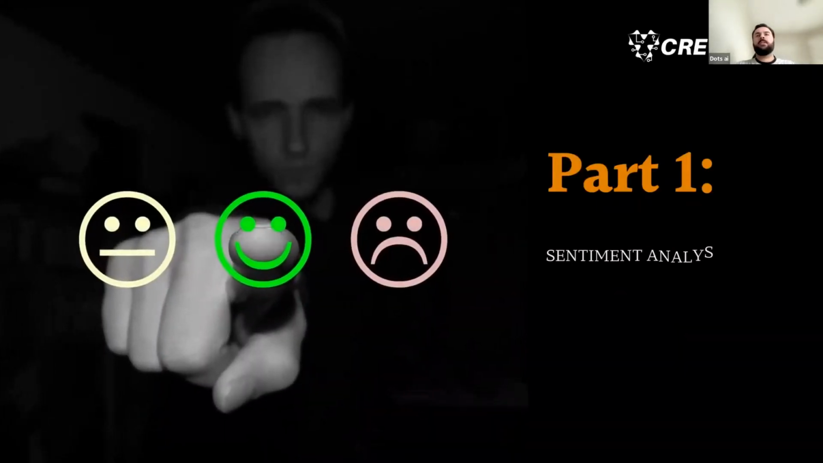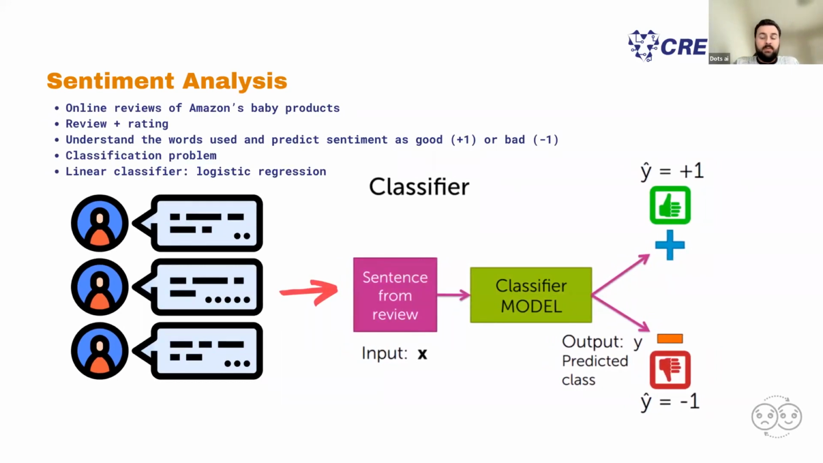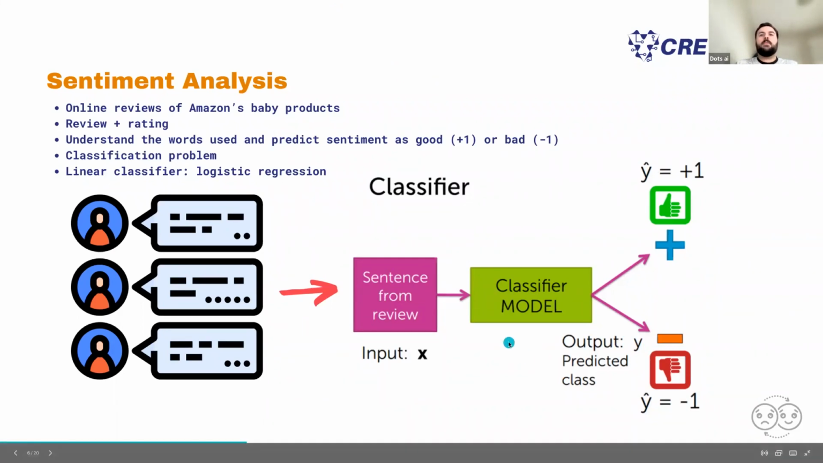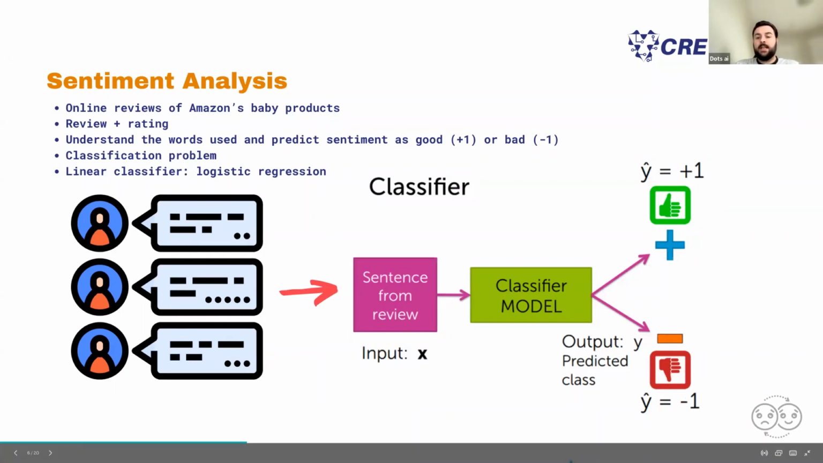So we're starting by talking about sentiment analysis. For today's project, we're going to work with Amazon baby products, the reviews that were given to those products, and we're going to use the review and the ratings to do our classification. We are going to train our model on the review and try to predict the rating. We have several reviews that were given to us, and you're going to convert each sentence to data that you can read. Then these are going to pass through a classification model, which is going to be a logistic regression. And we're going to classify if it's a good review, which we'll call plus one, or a bad review, which is minus one. So basically, it's just going to be a binary classification today.